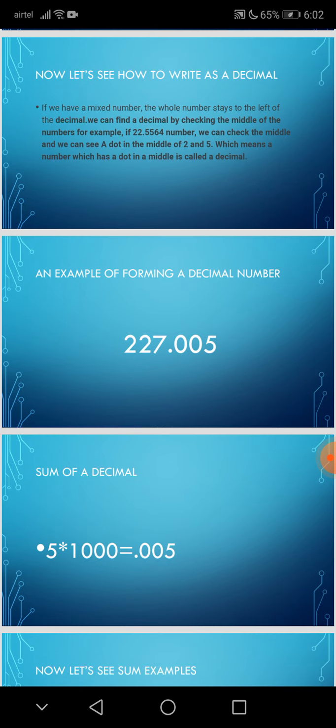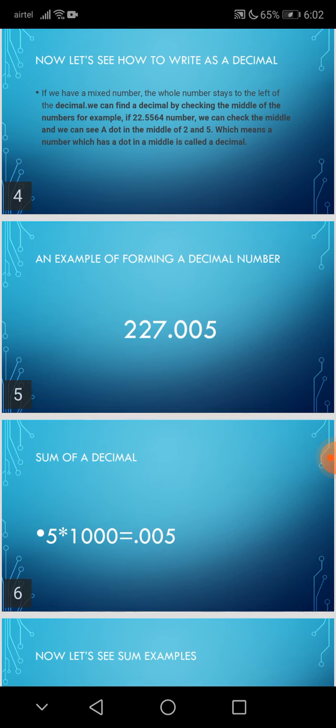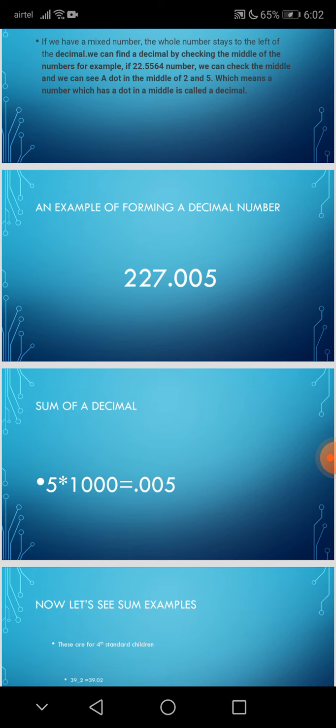Now let's see a sum of a decimal. 5 into 1000 is equal to 0.005. How is it possible? So 5 by 005. Now let's take 1 zero from the 1000 and keep it as a point. Now let's take the other 2 zeros and keep them in the second point, and we can place the 5 in the last point. So this makes a very good sum of a decimal.